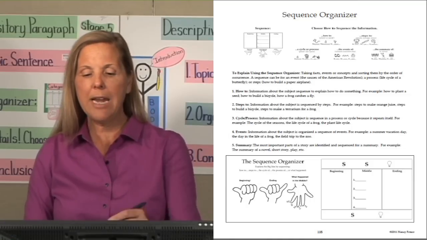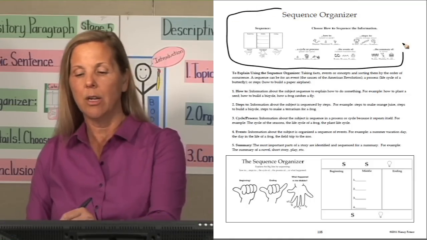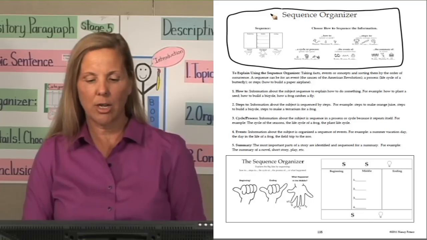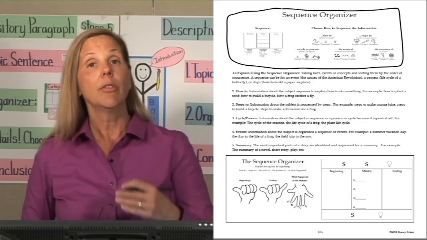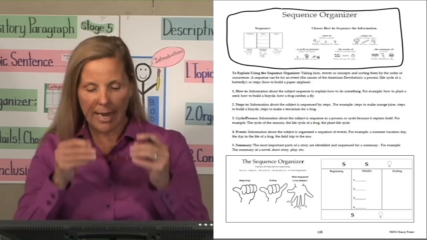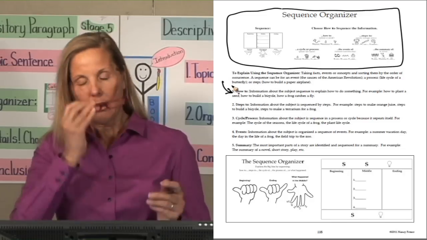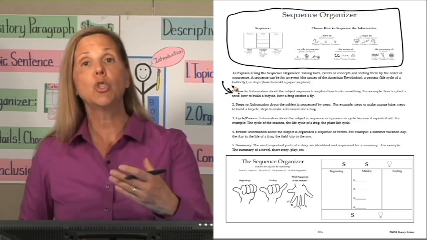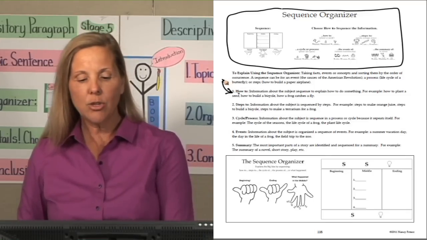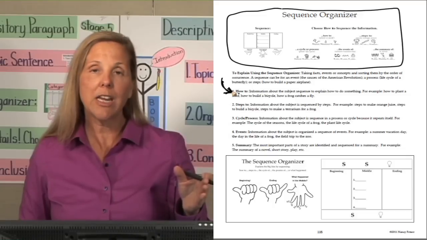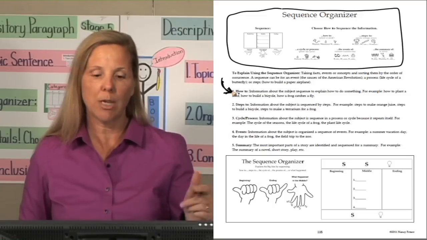On the following page is the sequence organizer. On this page, you will see all the ways that you can sequence information. When sequencing information, there's many different ways that you sequence. So let's look at the 5 different ways. Number 1 is how to catch a frog, how to plant a seed. I need to sequence all the different information in order to tell you how to do something.